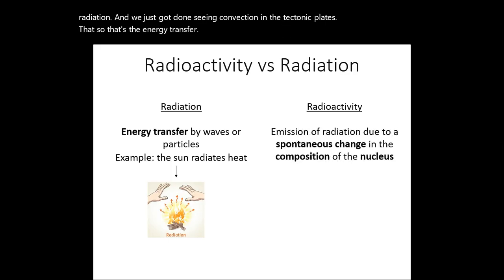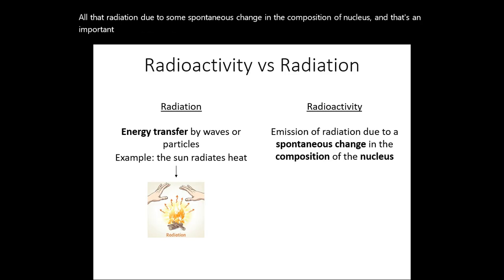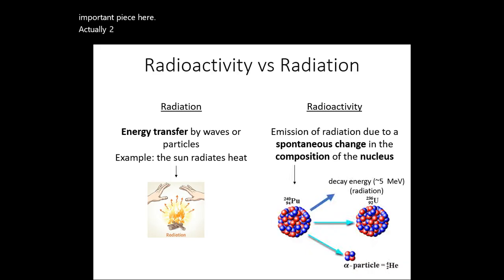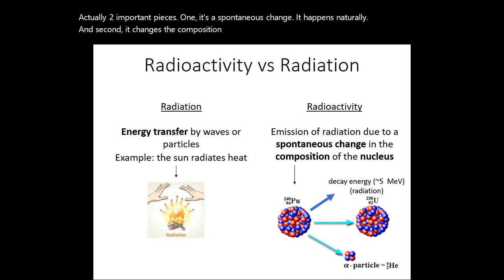Radioactivity is an emission of that radiation due to some spontaneous change in the composition of the nucleus. And that's an important piece here. Actually, two important pieces. One, it's a spontaneous change. It happens naturally. And second, it changes the composition of the nucleus of an atom. So we're getting a change in the makeup of the atom.